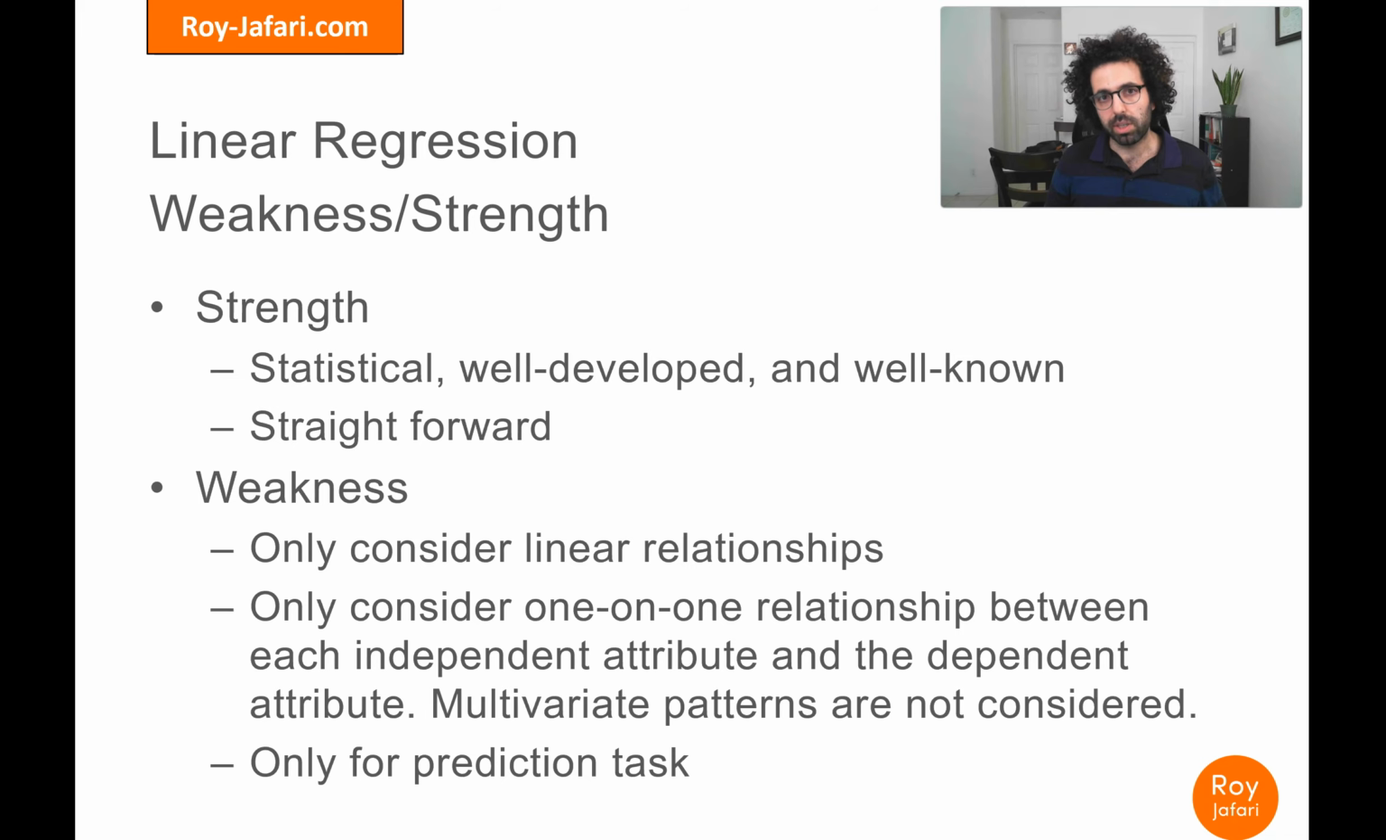But the weakness is that linear regression only considers a linear relationship. Maybe there might be some nonlinear relationship. Also, even though you can include more attributes in the equation, most of the time it only considers the one-on-one relationship between the dependent attribute and independent attribute. And what we are looking for is the combination or interactions of some of the independent attributes with each other that would predict the dependent attribute, right? So linear regression fails to consider that.